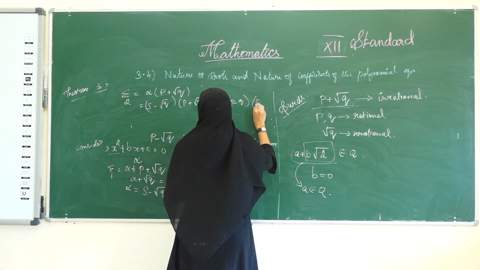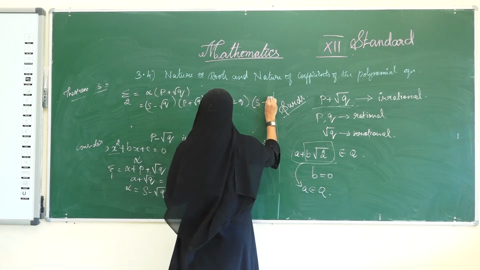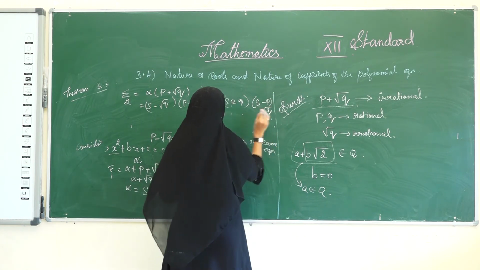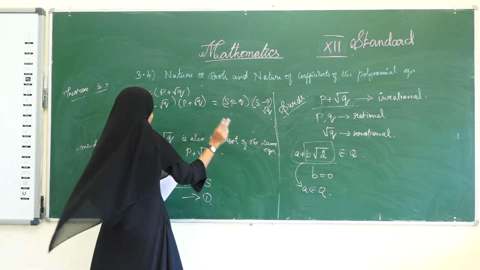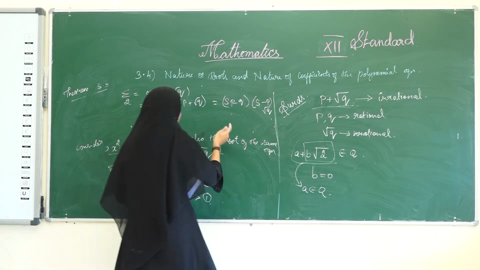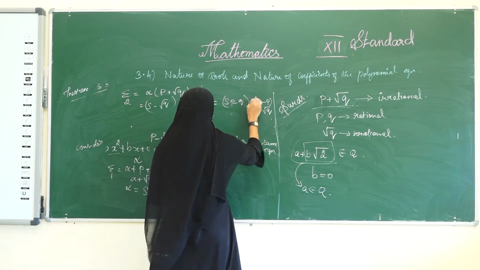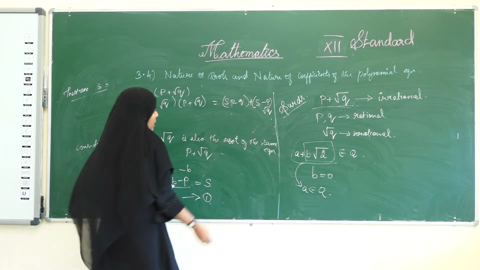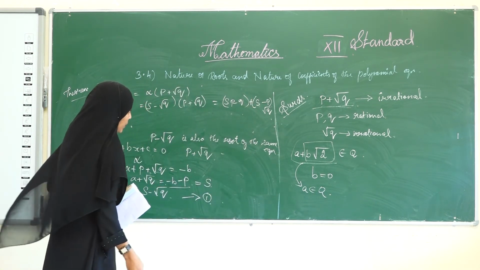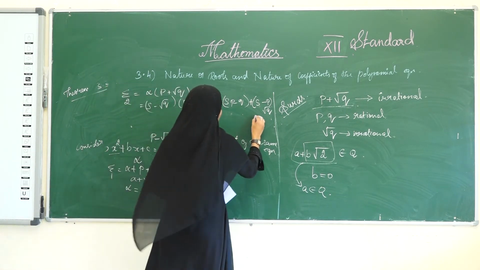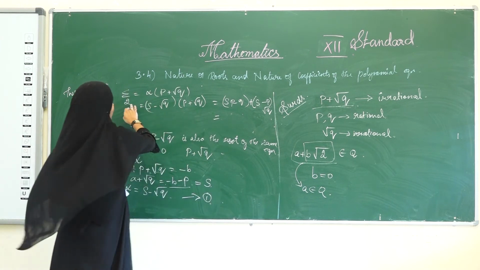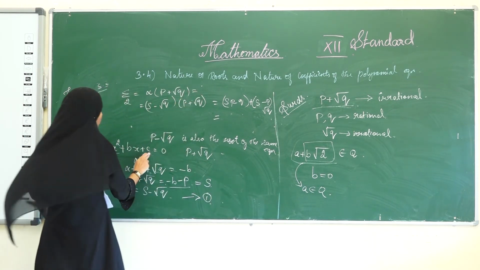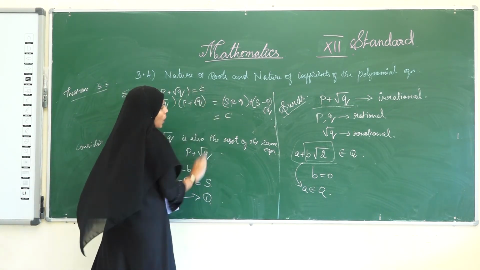Okay, s minus p into root q. When we multiply, we are taking two terms. sp minus q as one term, and here plus s minus p into root q will be another term. This is definitely the summation, which is equal to plus c.